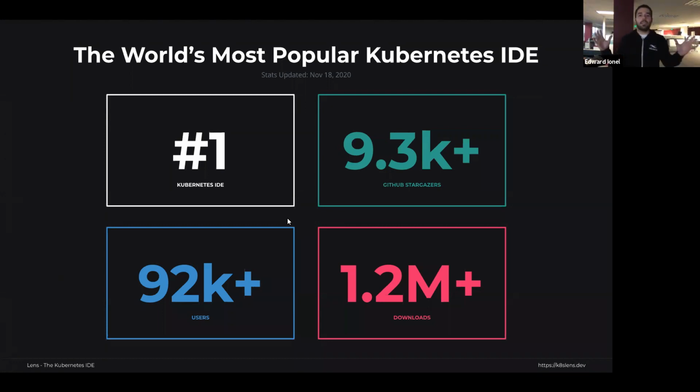So this is a quick stat sheet of where we stand with Lens today. It's the world's most popular Kubernetes integrated development environment. We are self-proclaiming that, but we have some stats to back us up. As you can see, we currently have over 9,300 GitHub Stargazers. I think actually as of today, it's more like 9,500 GitHub Stargazers. We currently have 92,000 users using the application, and we have over 1.2 million downloads currently.